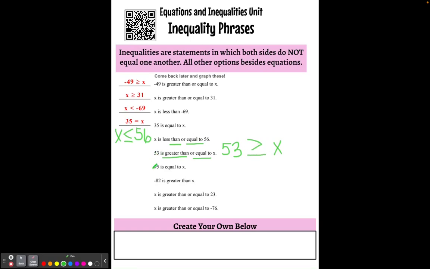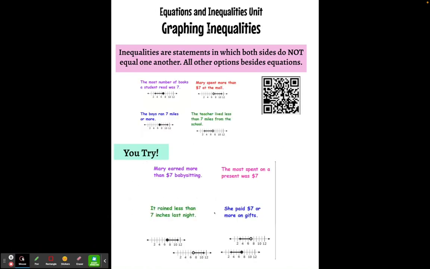Okay. 95 is equal to x. So that one's just quick and easy. 95 is equal to x. So that's not an inequality though. Negative 82 is greater than x. So I have negative 82, and it needs to be greater than whatever value is x. Okay, so you guys can go through and create your own as well. I'm going to stop there because I really want to get into the graphing.